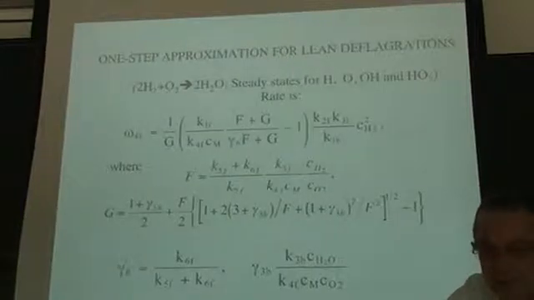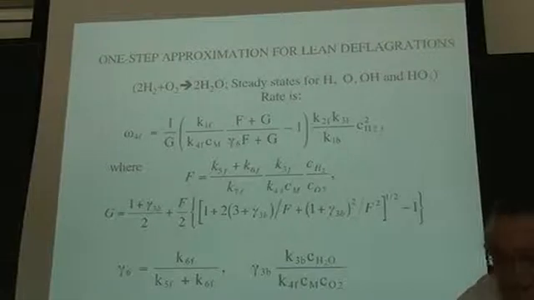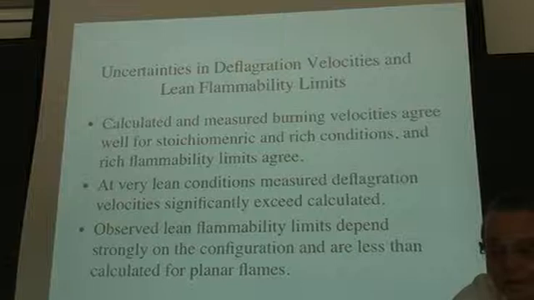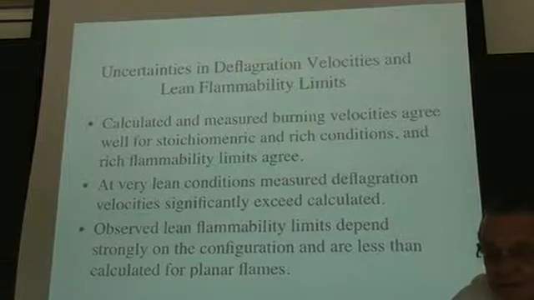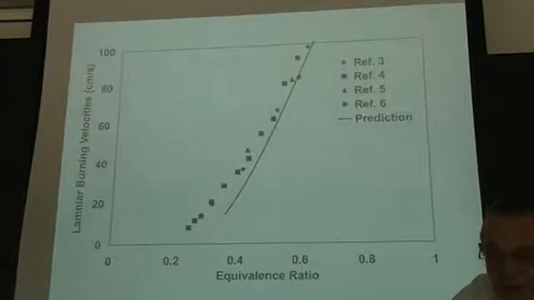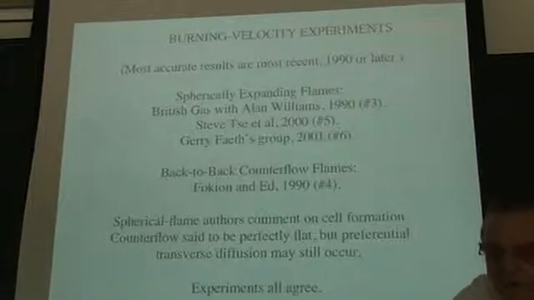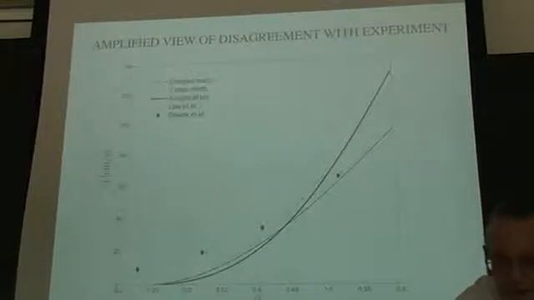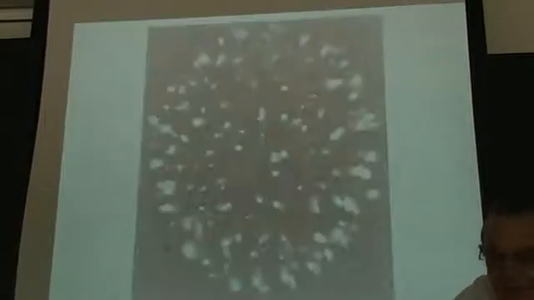There's a one-step approximation that's good for these lean hydrogen flames, based on the detailed chemistry. There's uncertainties in the deflagration velocity. This is showing in more detail how the computation for the planar flame differs from the experiment. Jerry Faeth and others have done the experiments, and it shows in more detail how that difference can be more than a factor of 10 as you approach the lean flammability limit.